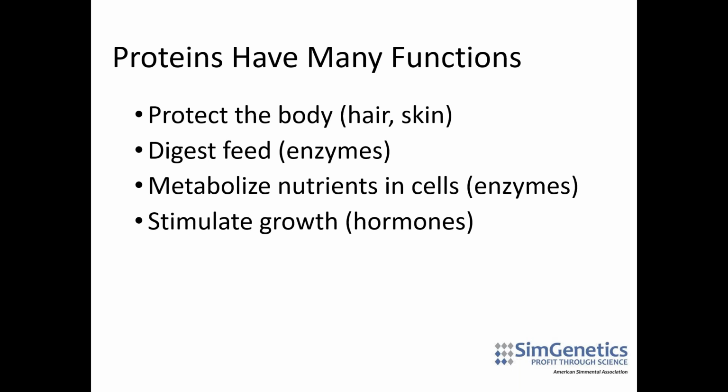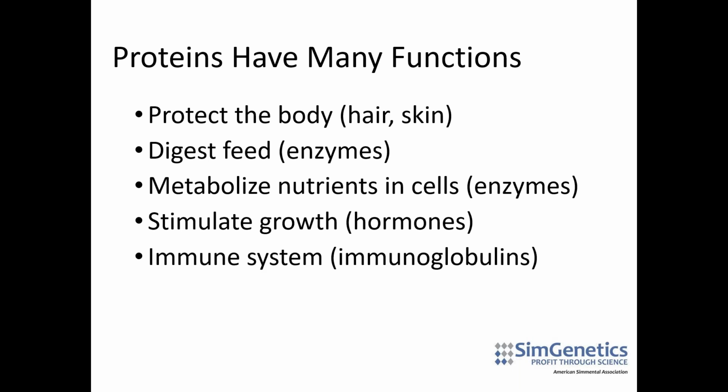Proteins can stimulate growth. So some hormones that help stimulate growth, for example, bovine somatotropin or growth hormone, is a protein. Proteins are hugely important in the immune system. So we have these big, giant blobby proteins called immunoglobulins. Okay, and they're really, really important for the immune system. Immunoglobulins are a huge component of colostrum, or the first milk that a cow makes. That's really, really important for setting up the immune system in baby calves because they really don't have one when they're born.